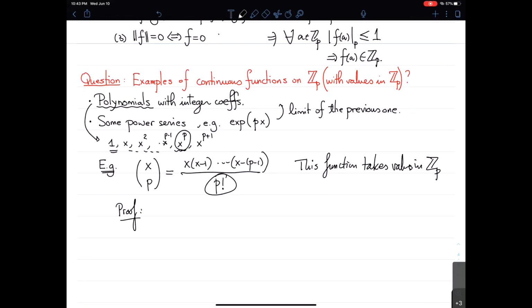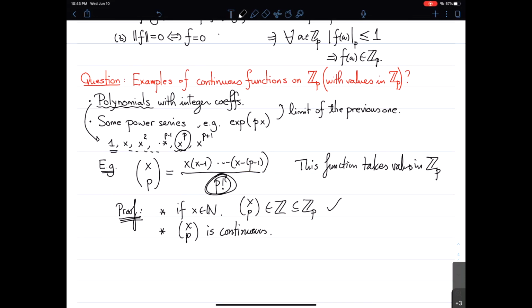Let me just go straight to giving you a slightly not so easy proof. So first of all, let me do two things. If x belongs to N, a natural number, of course this is an integer. Any binomial number is an integer, of course. That's fine. The next thing I want to point out is that this is continuous. Despite there being a p in the denominator, it's still a continuous function. That's not a problem. The last one is that N is actually dense in Z_p.